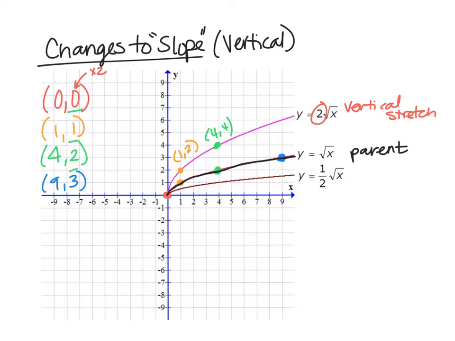So when I stretch vertically, it's this last value that's going to change. And since it's times 2, that's going to become a 6. Right? See how that matches? The y value now matches with 6 instead of 3.